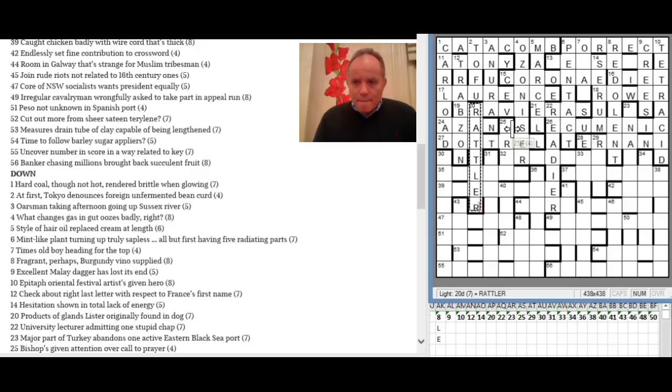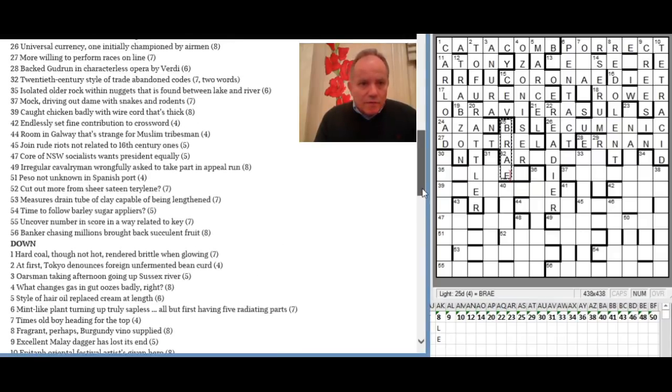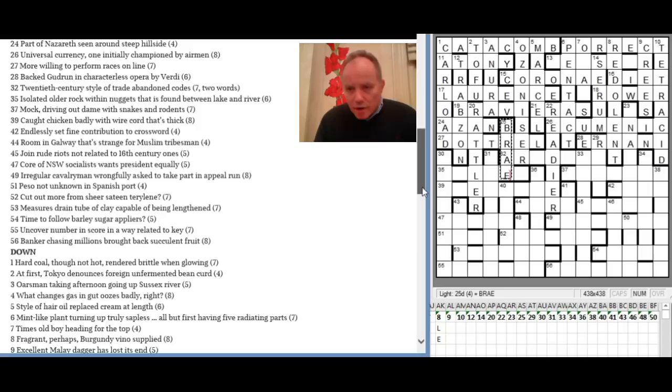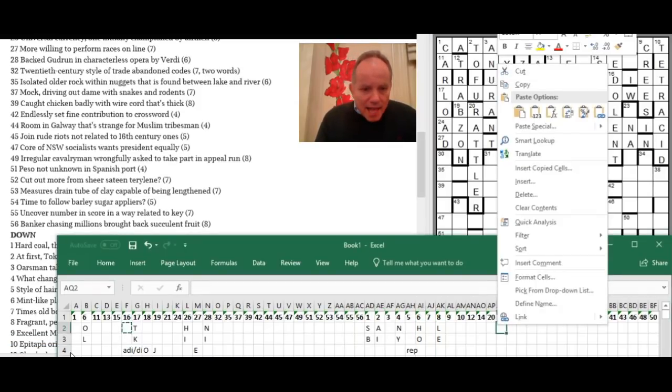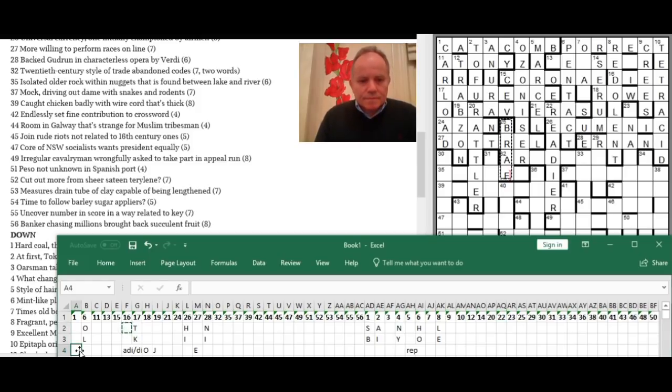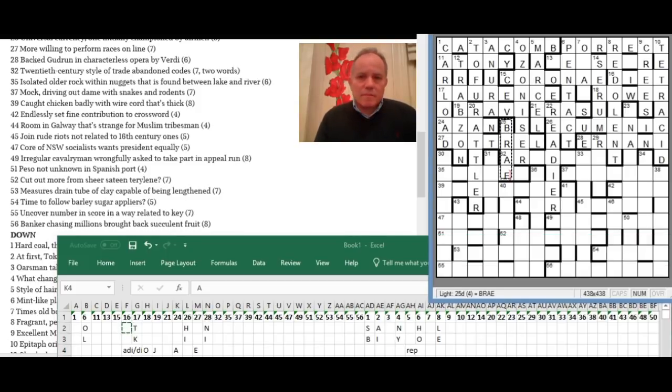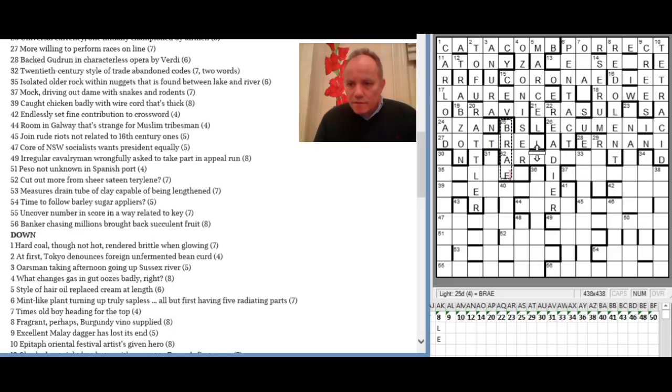25 down. Bishop given attention over, call to prayer. Right, call to prayer was Azan at 24. Bishop and attention is ear, turned over gives us bray. And the definition at 24 was apparently steep hillside, bray. So 24 and 25 are giving us an A. Oh, I was going to put it opposite 24, wasn't I? Okay. So apart from that J, we're getting some good letters. So, you know, the J might be right.